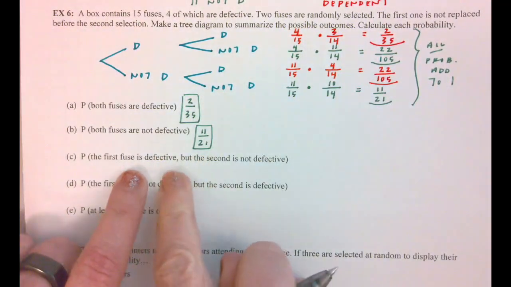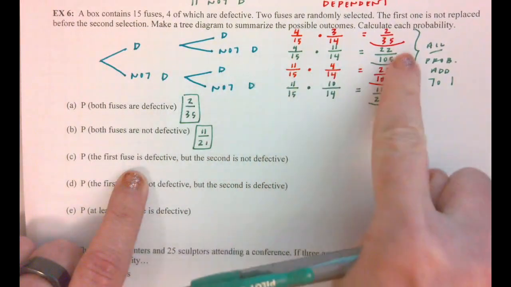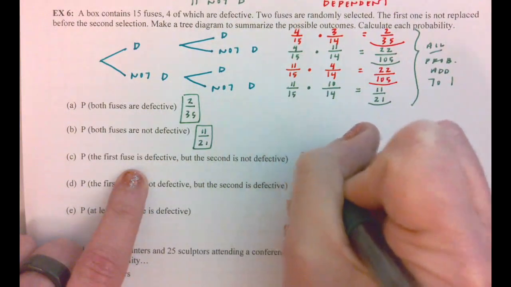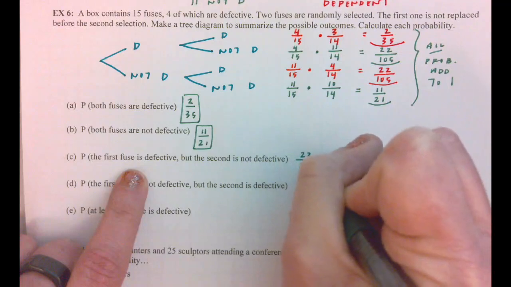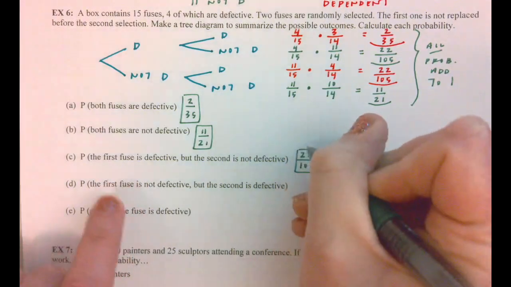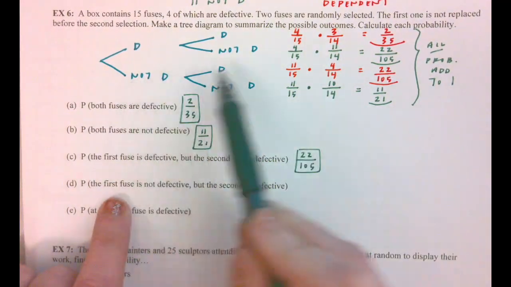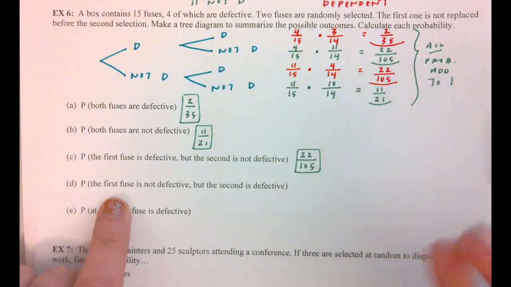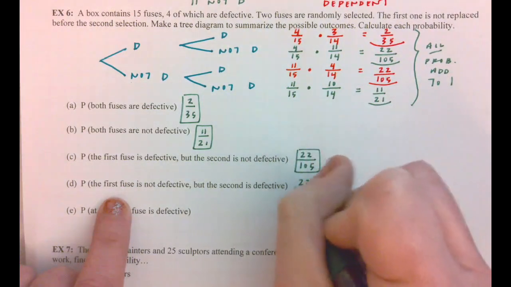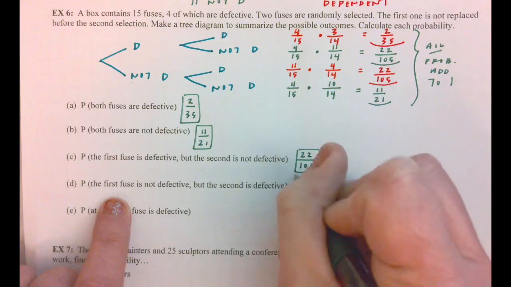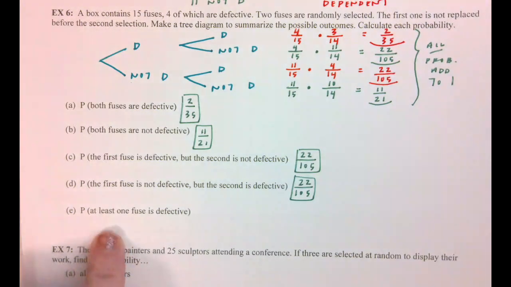First fuse is defective, but the second one isn't. That was that second pathway, so 22 out of 105. The first one is not, but the second one is. That's this pathway. Same probability as the previous one, so 22 out of 105.